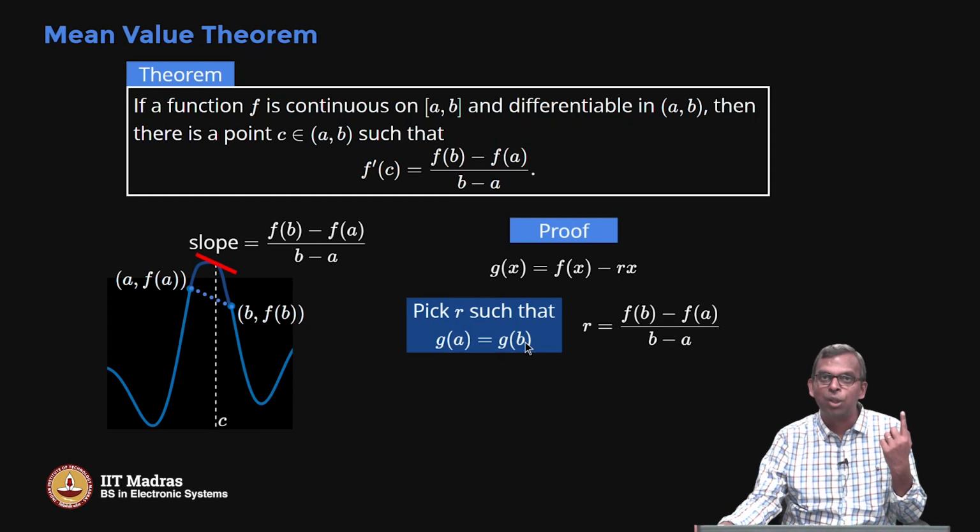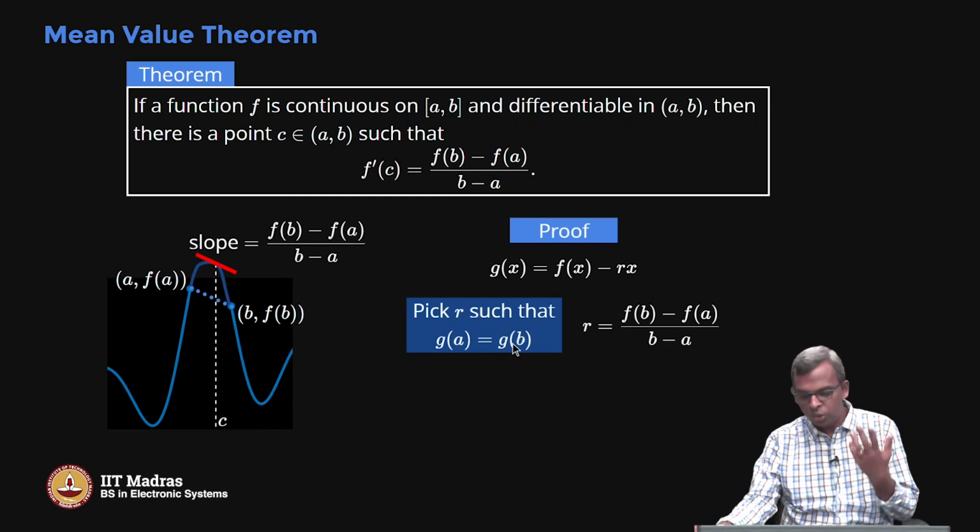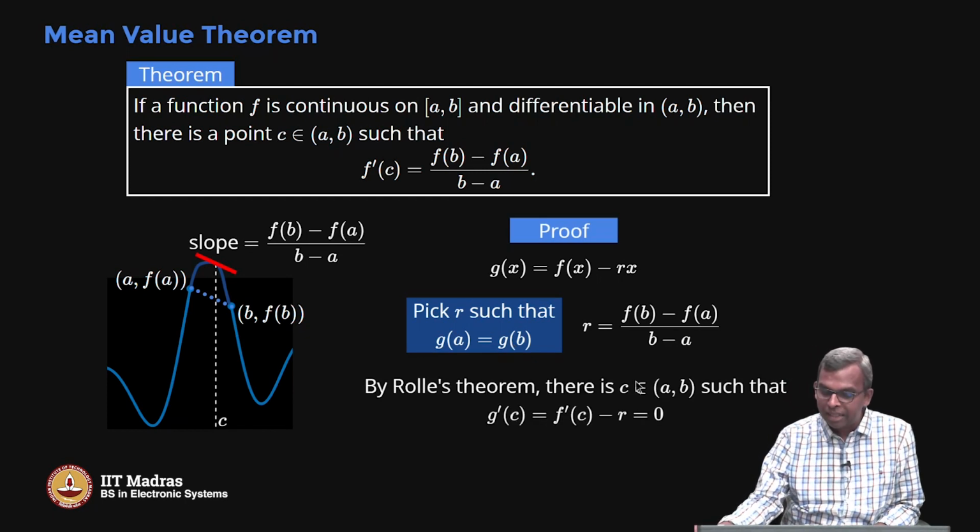You should be reminded of Rolle's theorem. f of x minus rx is also a continuous differentiable function, right? I didn't do anything strange here. I just subtracted one from the other, and continuity and differentiability are preserved under these operations. It's a continuous differentiable function, and g of a equals g of b. So you use Rolle's theorem now. By Rolle's theorem, there is a c in (a, b) such that g prime of c is equal to 0, right? But what is g prime of c? If you differentiate, you're going to get f prime of x minus r, isn't it? So I'm sorry, f prime of c minus r. Now g prime of c is equal to 0, which means f prime of c is equal to r, which is what you want here.